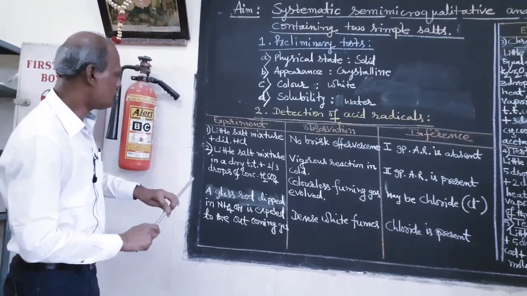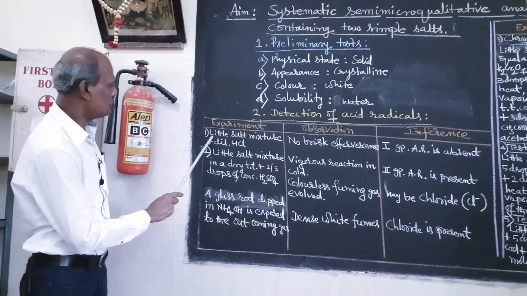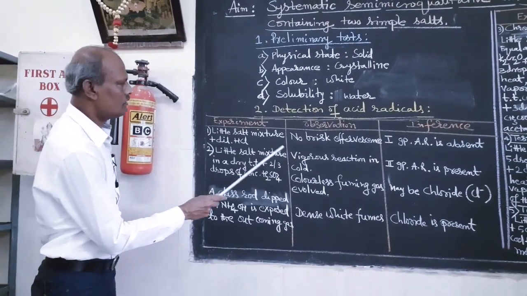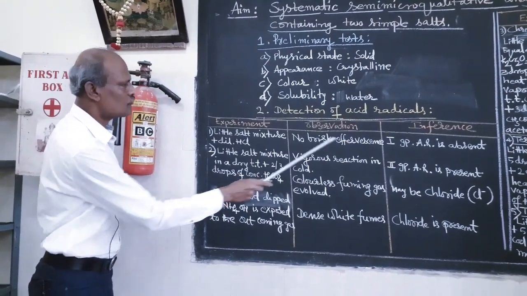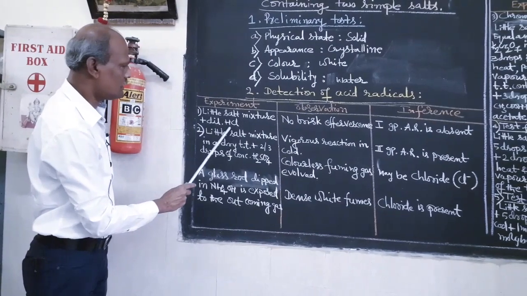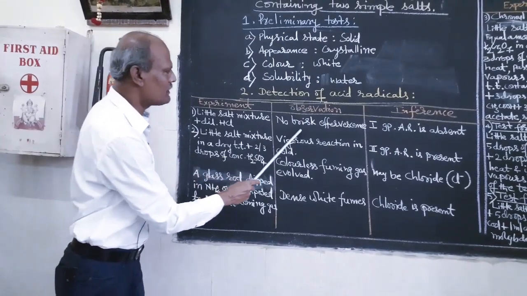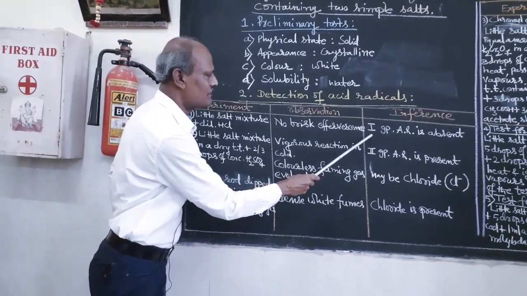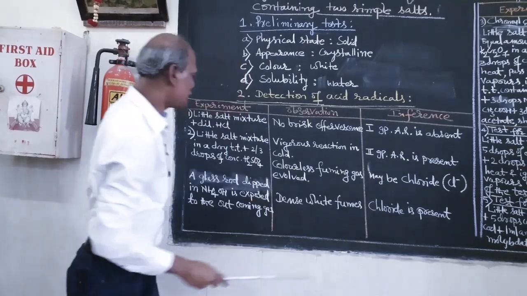First we have carried out the test for carbonate, or first group acid radical. We have taken a little salt mixture, to that we have added dilute hydrochloric acid, and there is no brisk effervescence. So we can say that first group acid radical is absent.